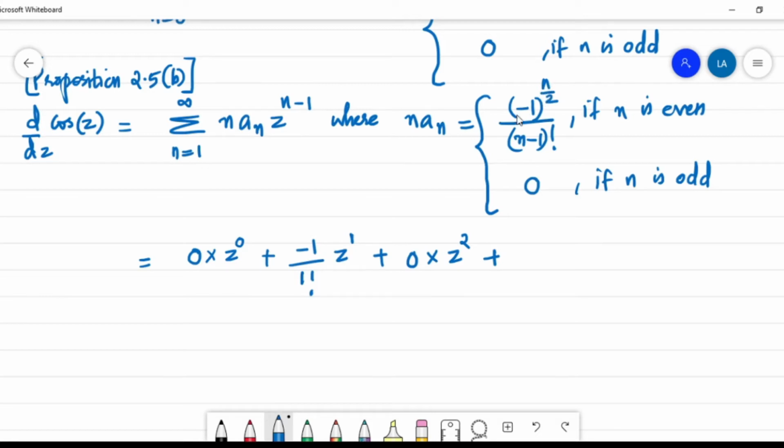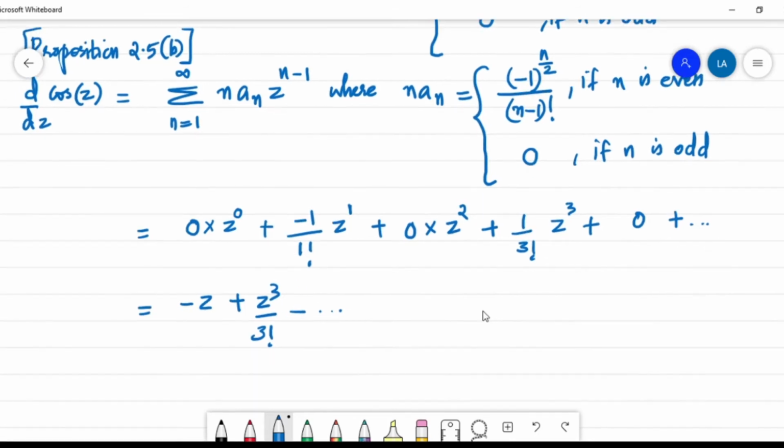So 4 by 2 is 2, minus 1 the whole square will be 1, that will be 1 divided by 4 minus 1 factorial, that will be 3 factorial into z raised to 4 minus 1, that will be 3, plus 5 into a5, and a5 will be 0. Okay, and that will continue. So now you got this to be equal to minus z plus z cube by 3 factorial minus etc.